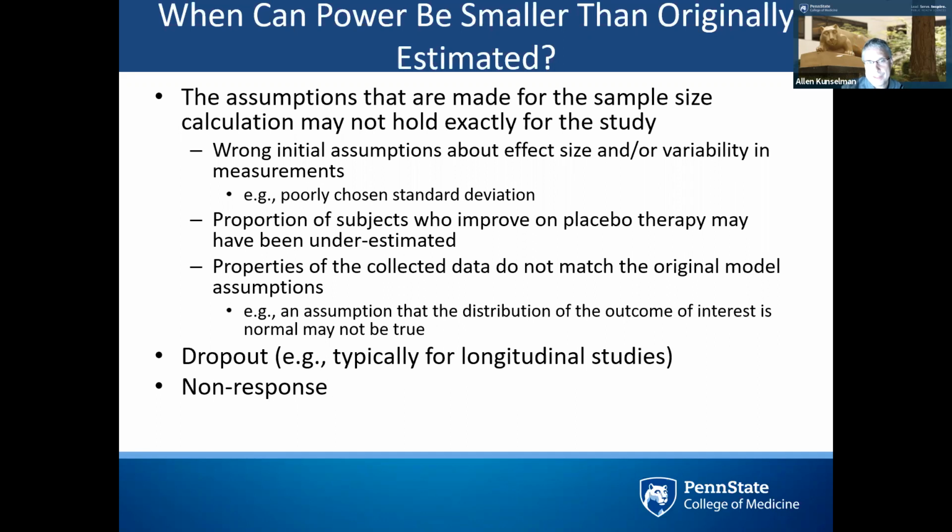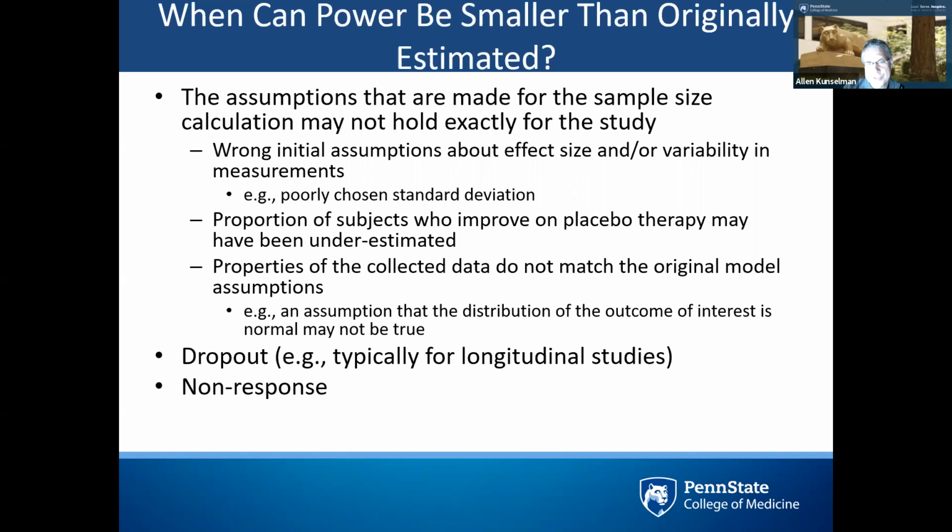So sample size and power estimation isn't definitive. It's taking your best guess and best information on how the study will turn out. And hopefully it turns out that way, but sometimes it goes wrong. I shouldn't say goes wrong. It just doesn't go the way you thought it would. So again, wrong initial assumptions about the effect size or variability.